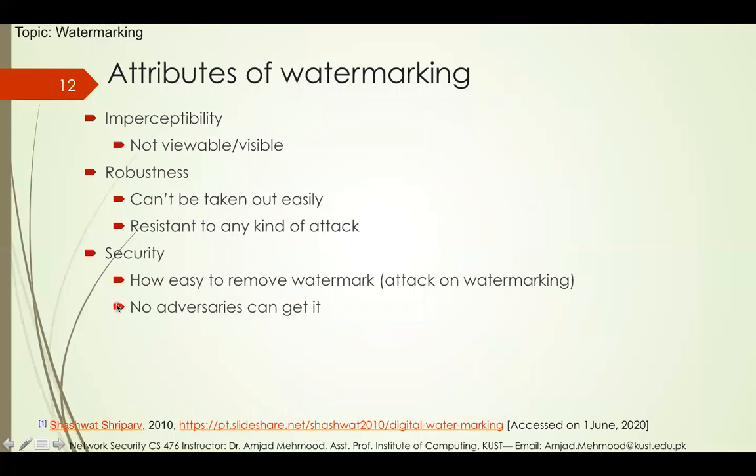Now, attributes of watermarking. Imperceptibility means not viewed or visible. This is one of the attributes, that the watermark will not be visible. I'll explain that in my coming slides. And robustness, this is another attribute of watermarking: it cannot be taken out easily, so it has resistance to any kind of attack. If you call the watermark robust, this means that the watermark information cannot be retrieved easily.